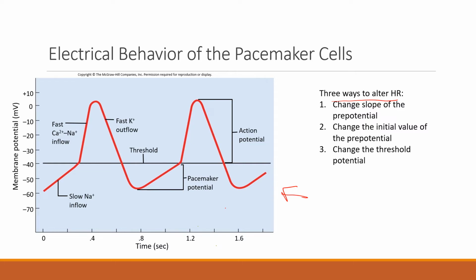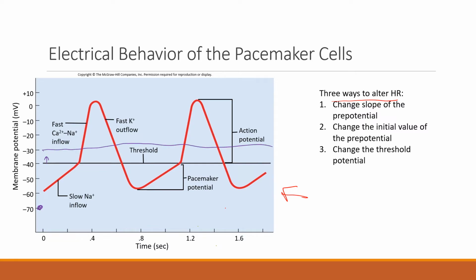Now, let's talk about the parasympathetic. The parasympathetic would be the opposite, right? One way it can do it is to decrease the slope, increasing the amount of time it takes to reach threshold. Another way is to bring the starting point from negative 60 to negative 70, so it's further away from threshold, and to take the threshold and even move it up to, let's say, negative 30.